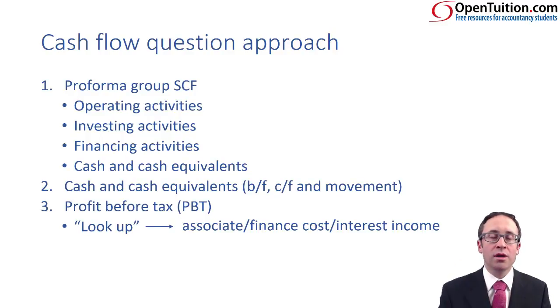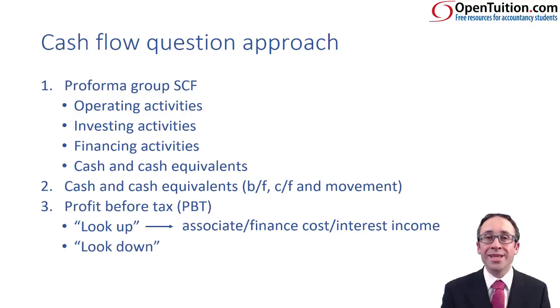So on your associate, you will be looking for a dividend received from associate. For your finance costs, you're looking at an interest paid. And then for your interest income, you're looking at interest received or dividends received. Okay, so we shall look at that in the detail of the question. But first of all, you look up. Once you've looked up, where else can you look?